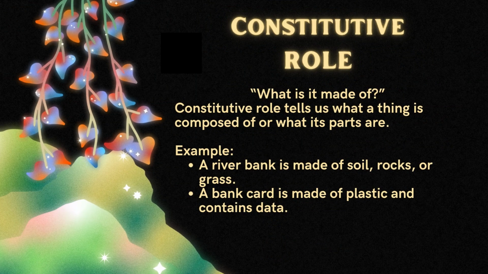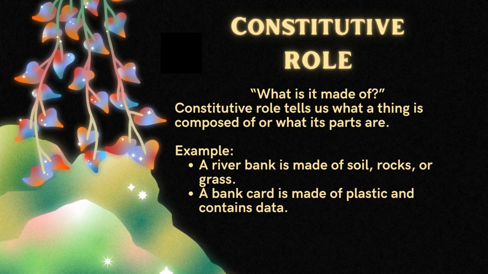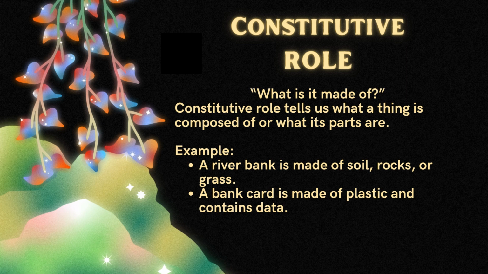Constitutive role answers what it is made of. It tells us what a thing is composed of and what it's part of. For example, a riverbank is made out of soil, rocks, or grass. Meanwhile, a bank card is made of plastic and contains data.